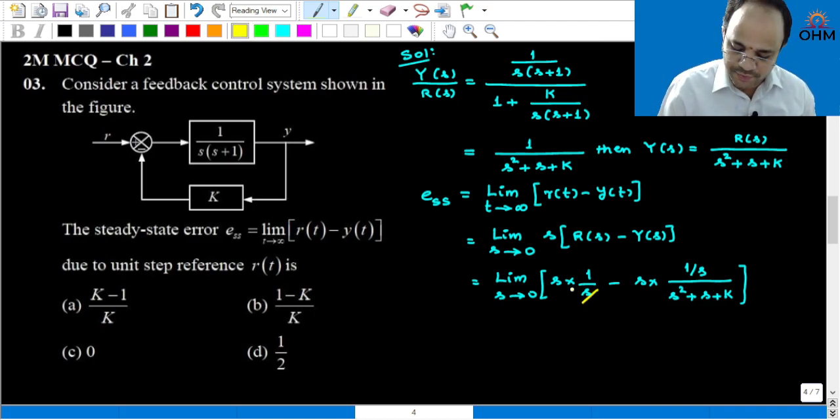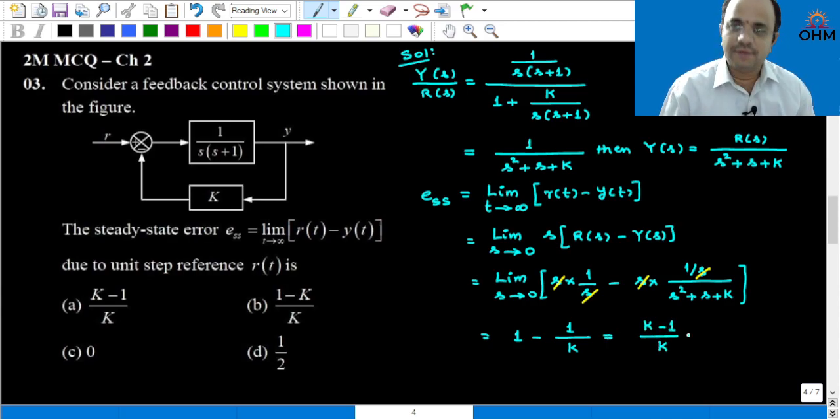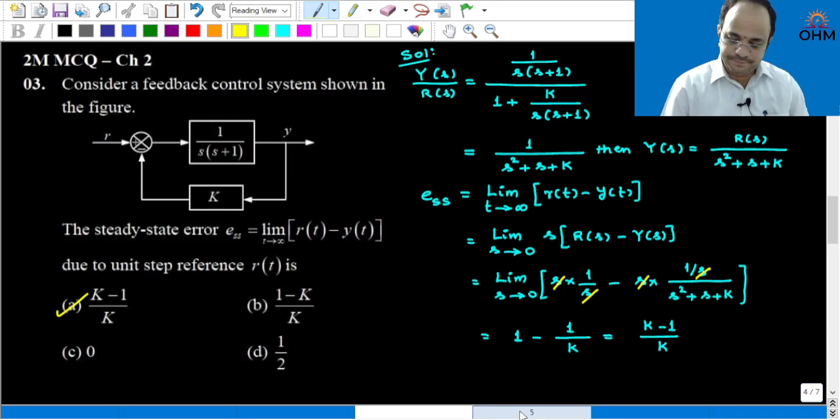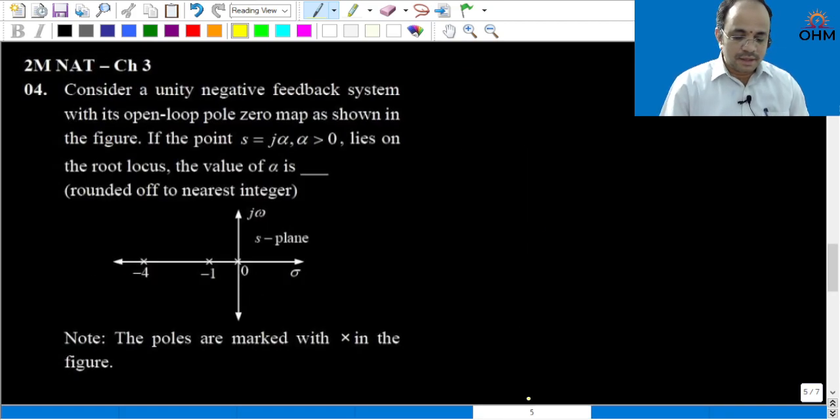So, you can cancel this s here, then it will be remaining with 1 minus 1 by k. Therefore, k minus 1 divided by k. That is the answer for question 3, option A. Next one, another 2 marks question.